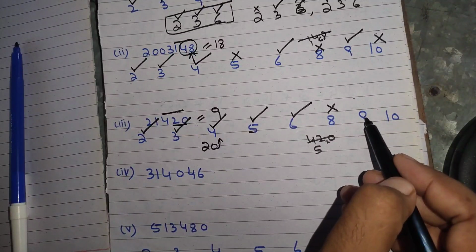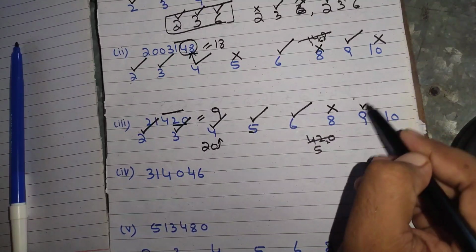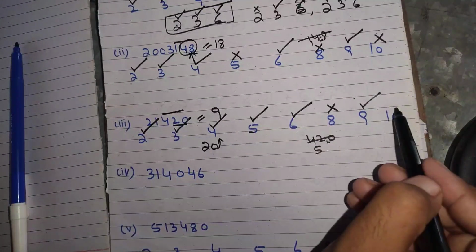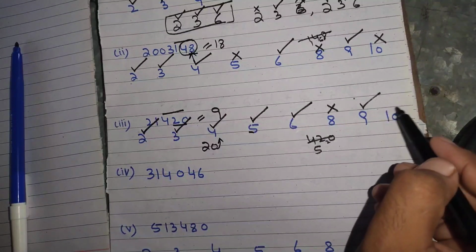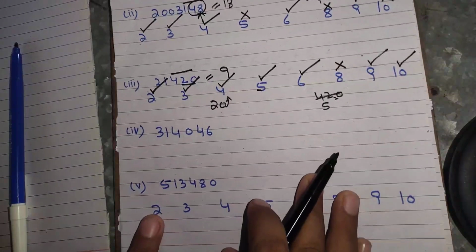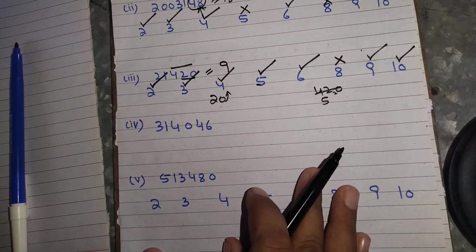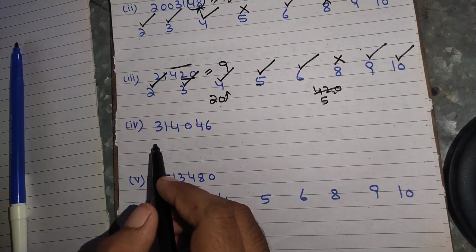Again we check the 9, the sum of the whole number is 9, we put the tick mark. Again for 10, in the end we say there is 0 present, so we take the tick on the 10, here it is a divisor of the 10.